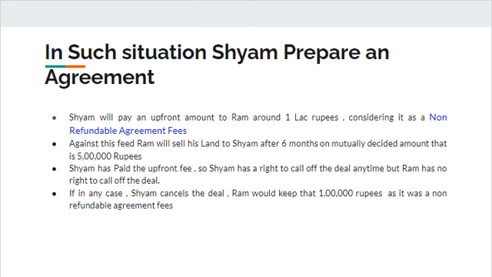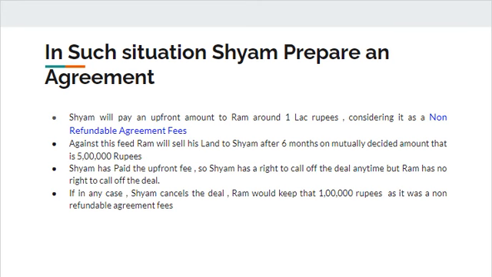Land cost is 5 lakh rupees. Ram will sell his land to Shyam only after 6 months as mutually decided. Shyam has paid the upfront fees, so Shyam has the right to call off the deal anytime. Shyam can cancel the deal. Keep it very understandable: the buyer has the right to call off the deal because he has paid the upfront fees.